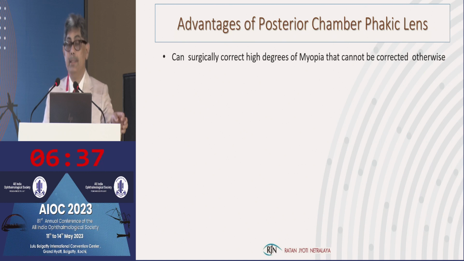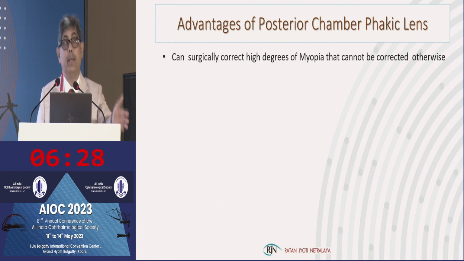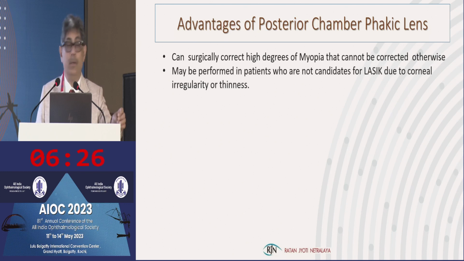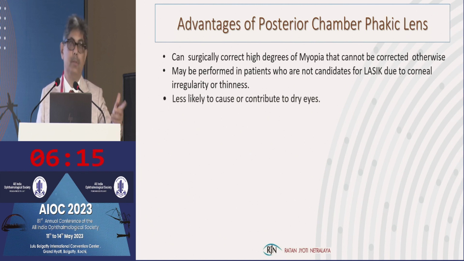The advantages of the posterior chamber phakic lens are that it can surgically correct high degrees of myopia that cannot be corrected otherwise. We can correct up to 18, 20 or even more. It may be performed in patients who are not candidates for LASIK due to corneal irregularity or thinness. So in low myopes also we can use this. And it is less likely to cause or contribute to dry eye.